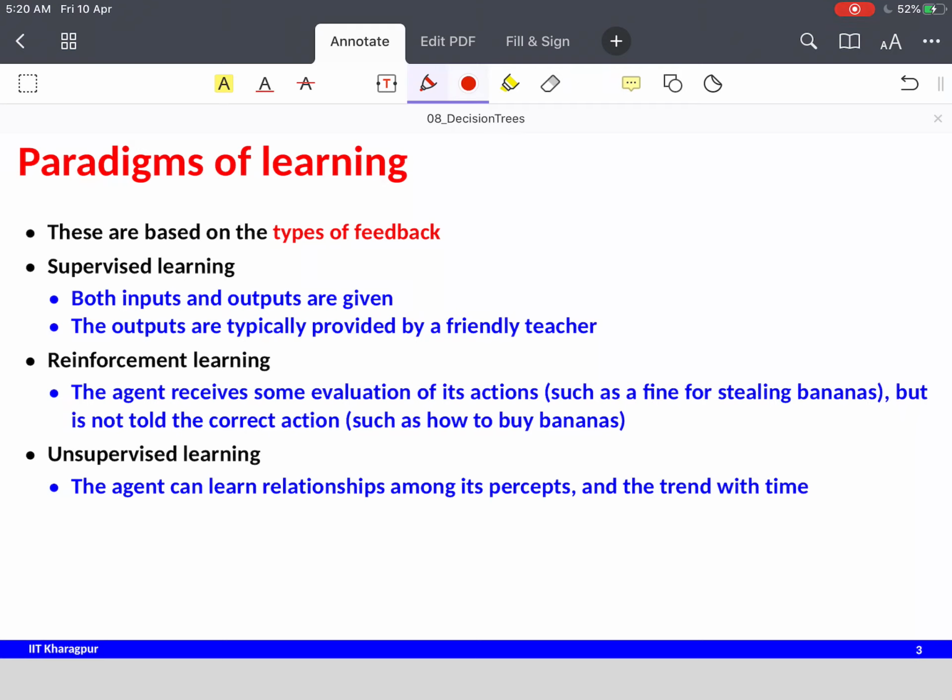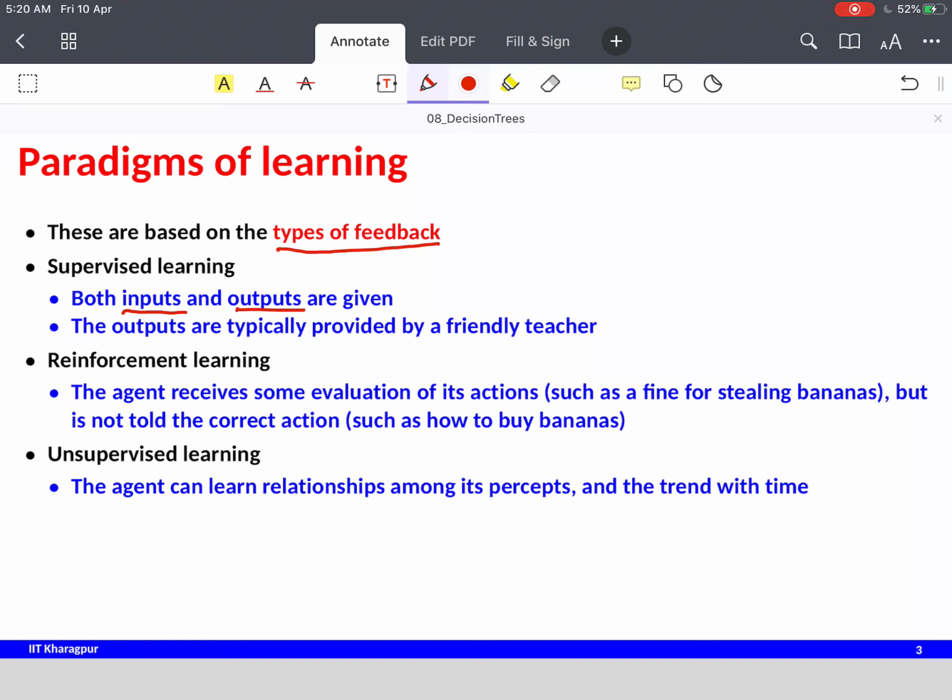If we look into the paradigms of learning, we observe that there are majorly three forms of learning that we will talk about. These different types of learning are based on the type of feedback that we have. So the basic learning is known as supervised learning. So what happens here? Here we have the input output pairs.